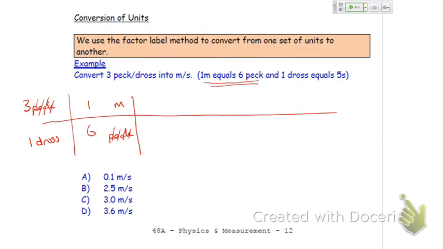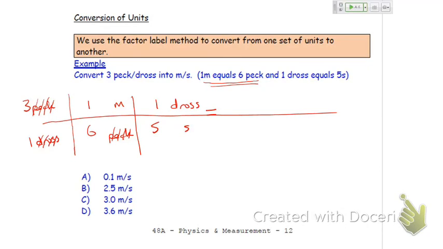And then I say, but I don't want dross. I want seconds. Well, dross is on the bottom, so put dross on top and seconds underneath, because that's the only place for it to go. And I read what it says. It goes 1 dross equals 5 seconds.